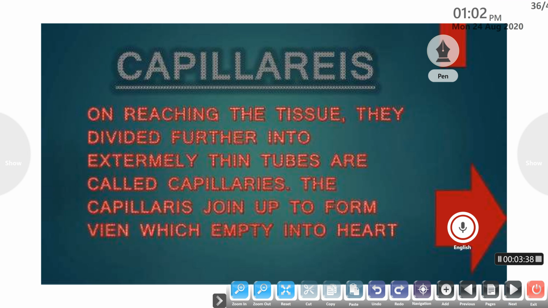Next blood vessel is capillaries. On reaching the tissues, the arteries divide further into extremely thin tubes that are known as capillaries. These capillaries generally filter the blood and transfer the oxygen to the different cells of our body. Then the capillaries join up to form veins, which empty into the heart.